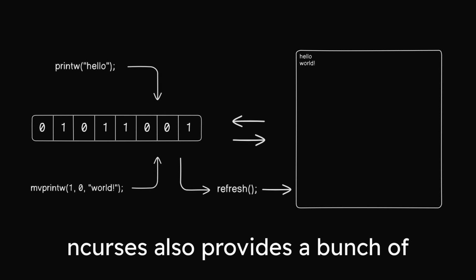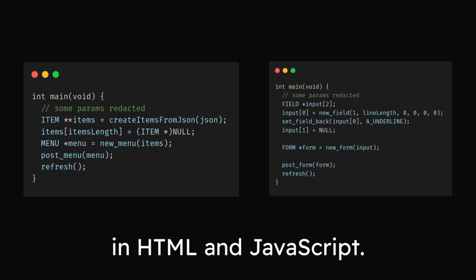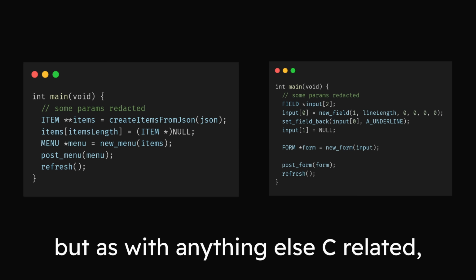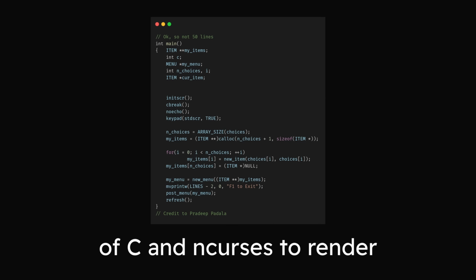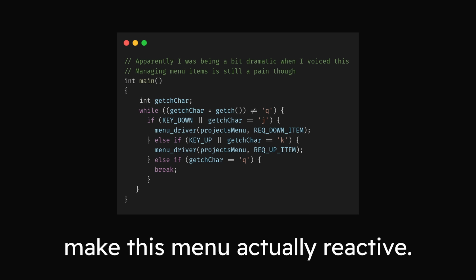Ncurses also provides a bunch of out-of-the-box tools like menus and forms, similar to those that you would find in HTML and JavaScript. But as with anything else C-related, you, the programmer, are expected to handle and deal with the guts of each of these tools. For instance, it takes about 50 lines of C and Ncurses to render a simple menu, and don't even get me started on how one would make this menu actually reactive.